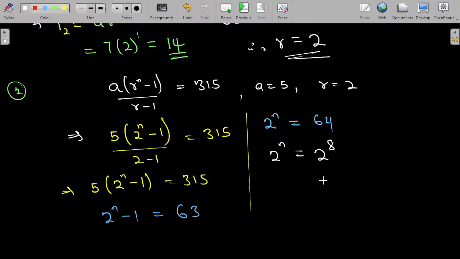Okay, is it 8 or 6? 2 to the power of 6. Therefore, our n alone is equal to 6. So we have gotten our n. That's the first question, the number of terms.